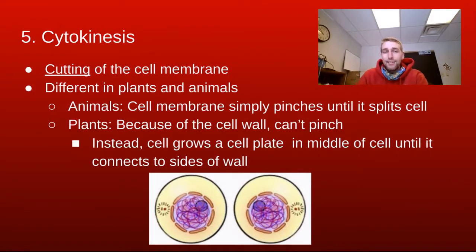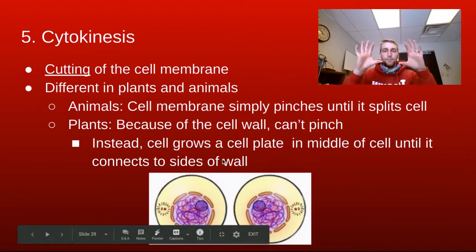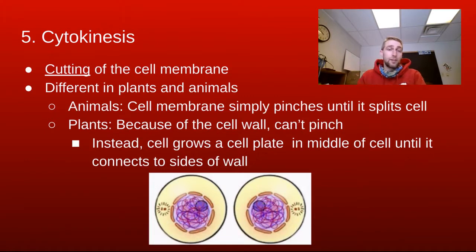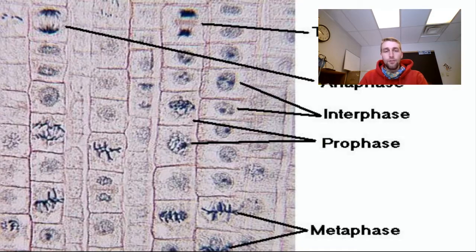That process is slightly different in plants and animals. In animals, the membrane just pinches and closes because we have this fluid membrane. Plants have a cell wall, so they can't just take that wall and sort of crunch it in. They grow a plate in the middle. It's called the cell plate that gradually connects the 2 cell walls together.